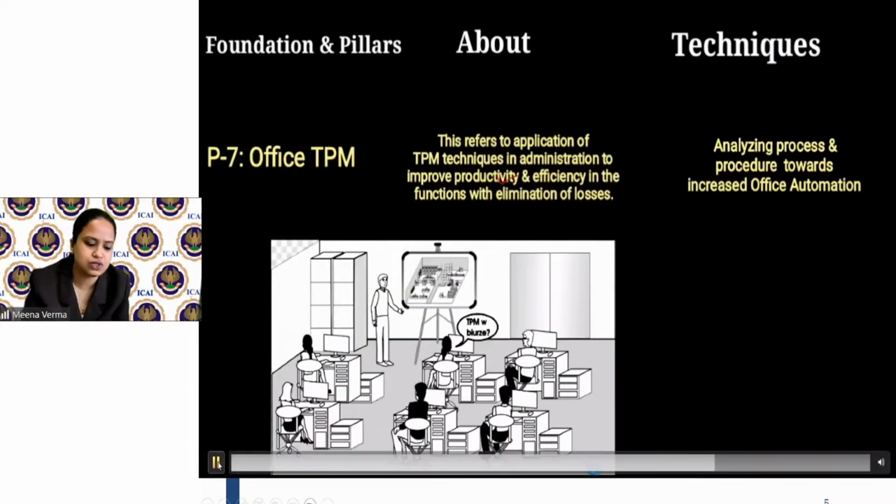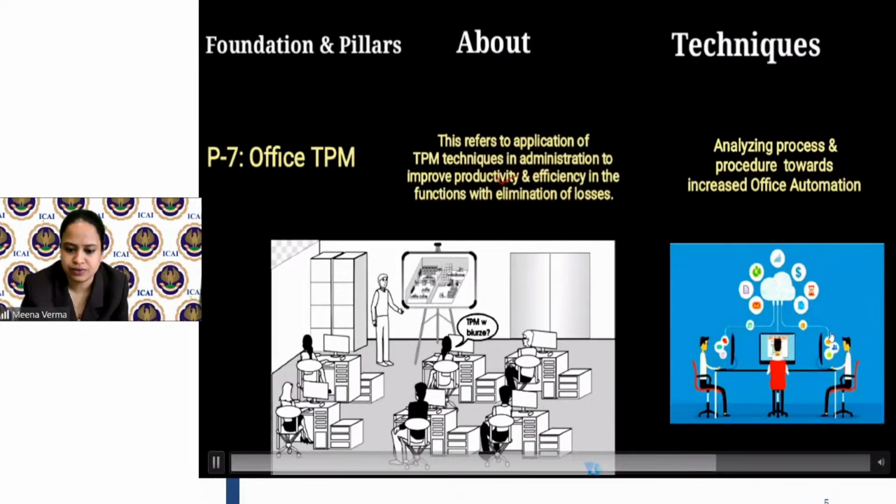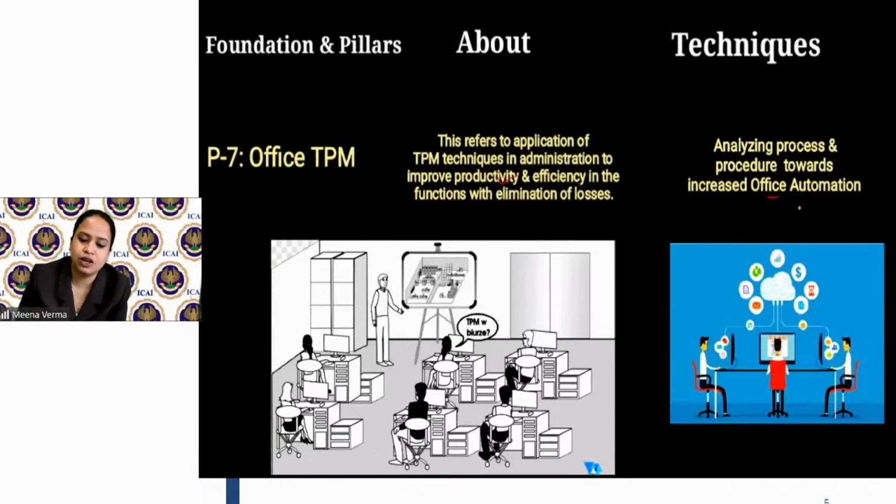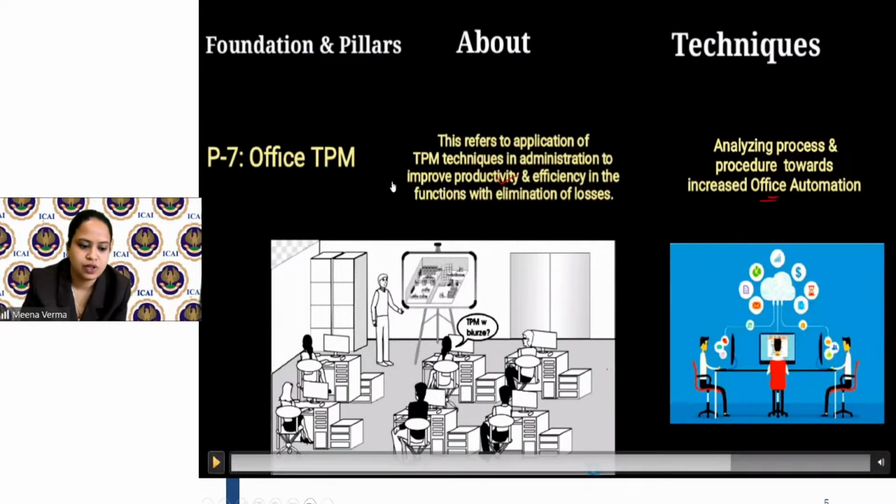Achha, next is office total productive maintenance. Okay. So what will happen if you will improve the entire process and procedure, it will improve the office work also, right? So every organization, factory is different, office is different, but this will help in improving the office of the organization also. Okay. So total productive maintenance technique is used in administration to improve the productivity and efficiency in the function with elimination of losses. This will improve the office total productive maintenance also.